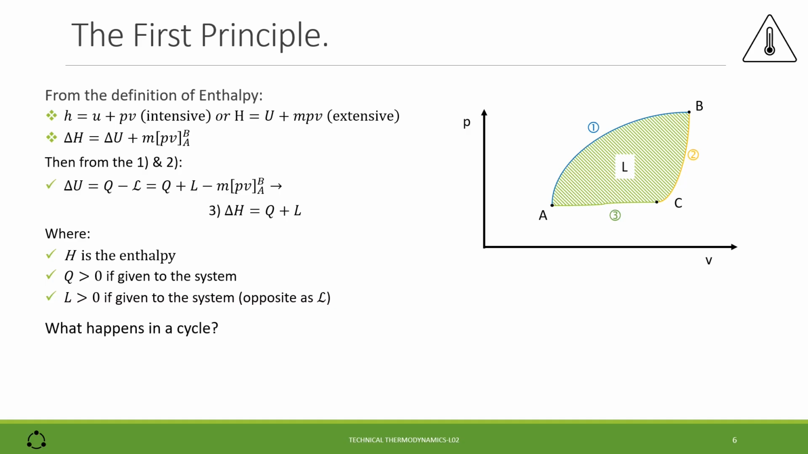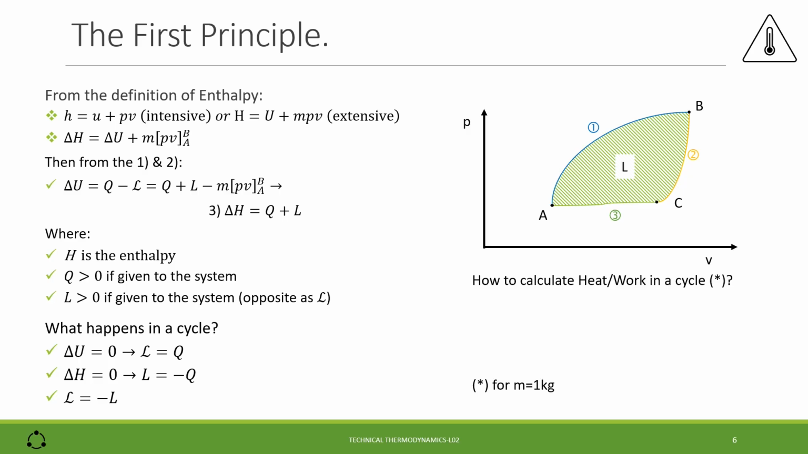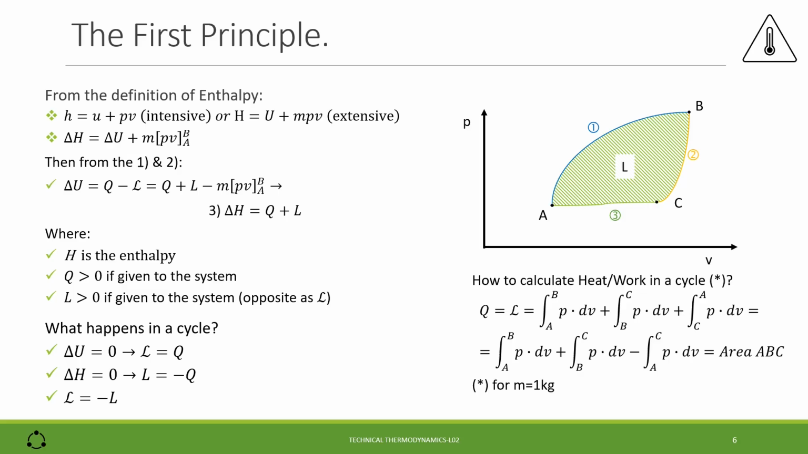What happens in a cycle? In a cycle, delta U is 0, also thermodynamic work equals the heat, and since delta H is also 0, the technical work equals the heat with the opposite sign. Therefore, the thermodynamic work and the technical work have opposite sign. How to calculate the heat or work in a cycle considering the unitary mass?